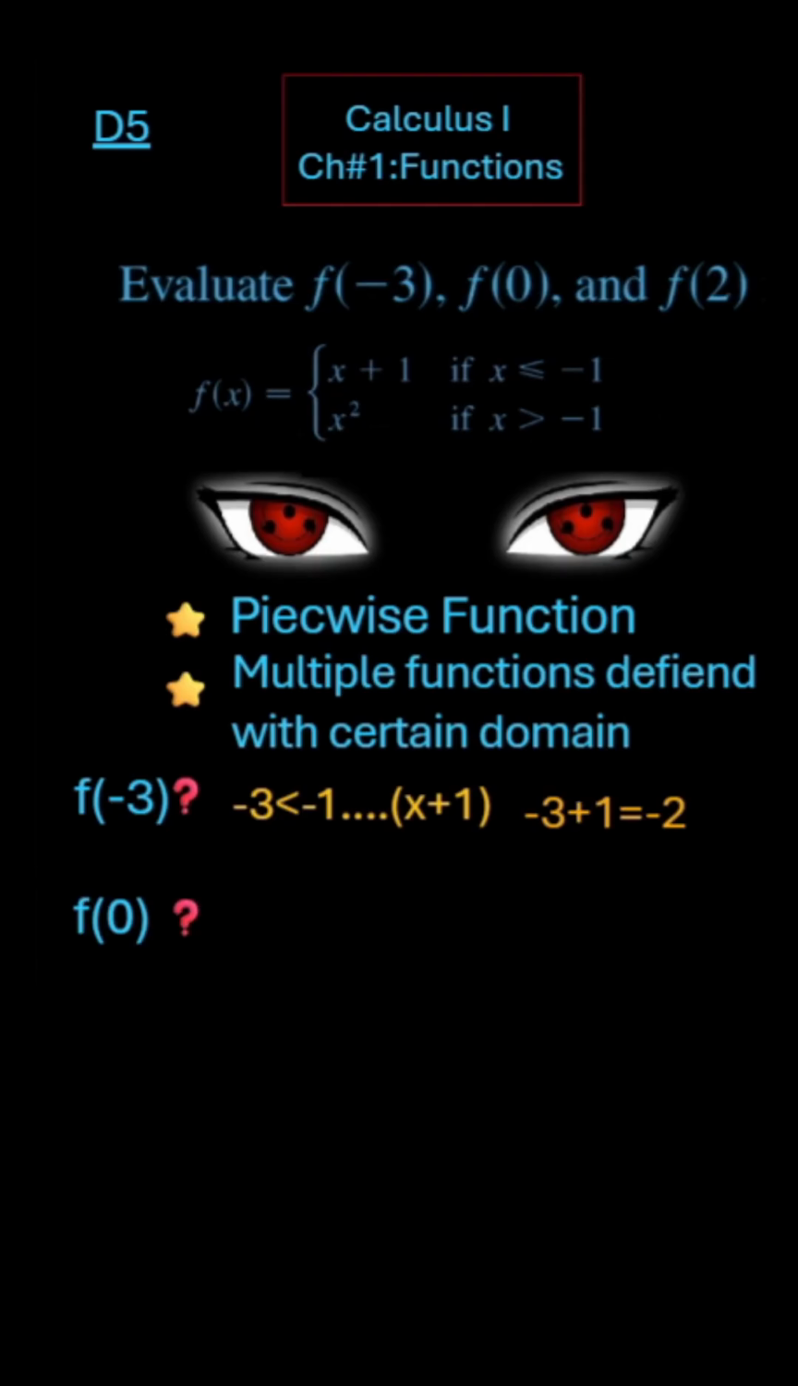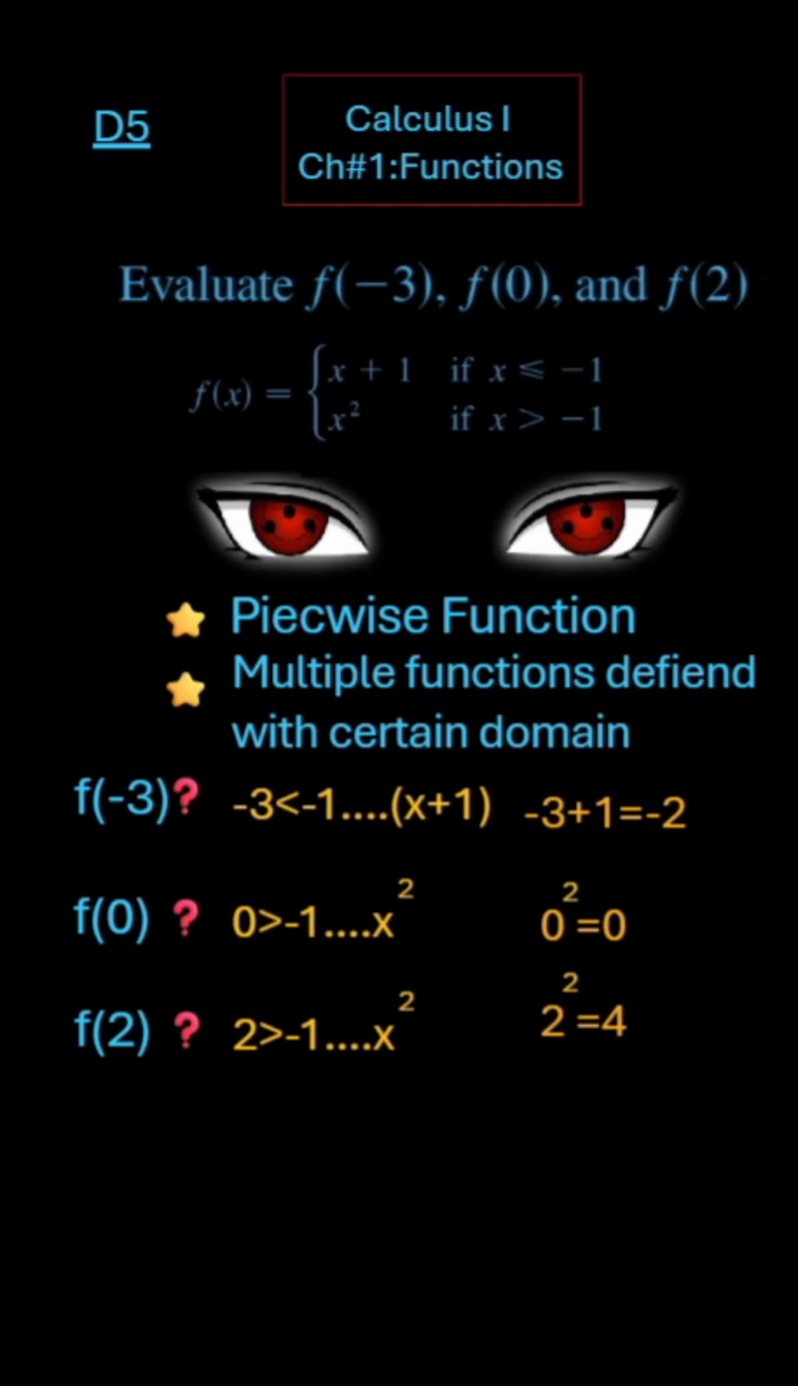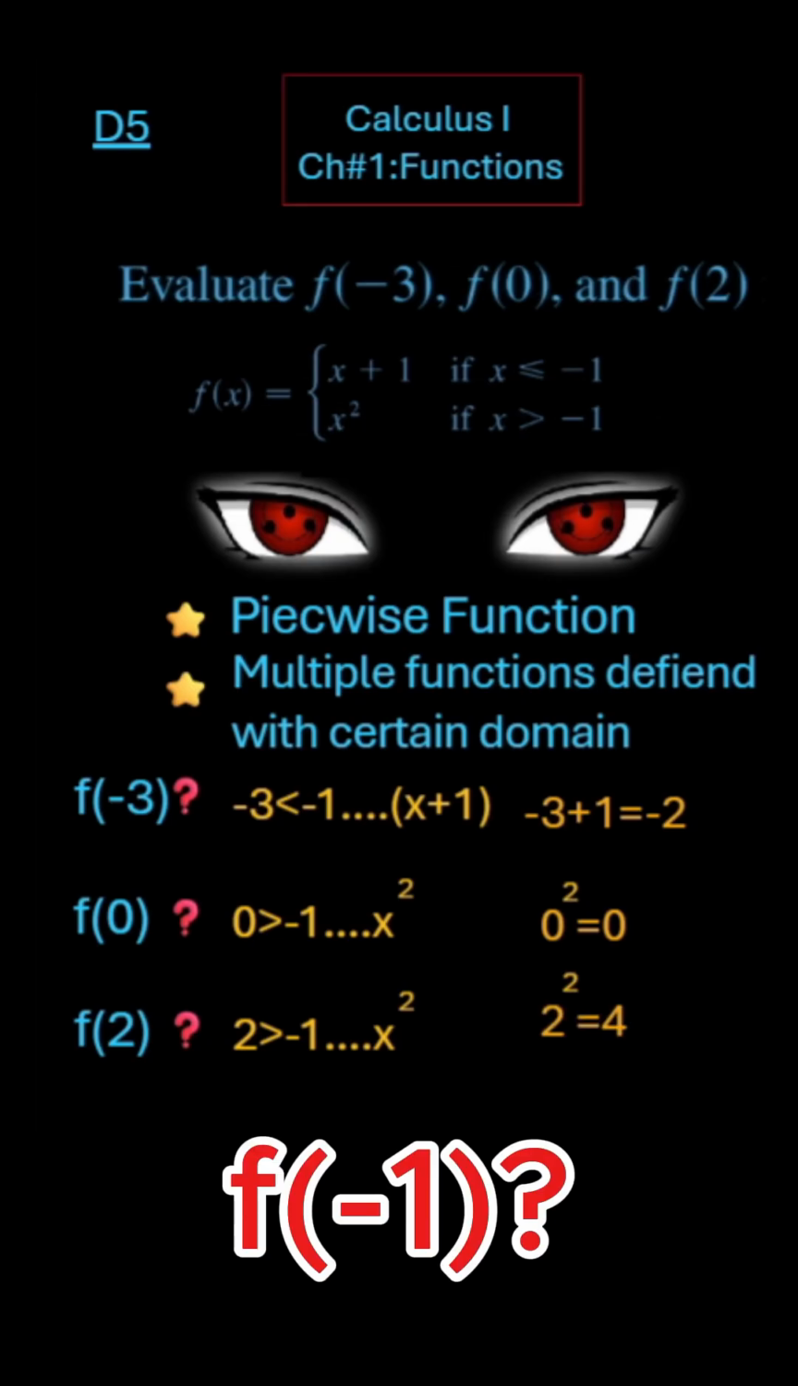Now to evaluate f of 0. Since 0 is greater than -1, we'll use the second formula x squared, which equals 0 squared, which is 0. Now to evaluate f of 2. Since 2 is greater than -1, we'll use the second formula x squared, which equals 2 squared, which is 4. Now write in comments the value of f of -1.